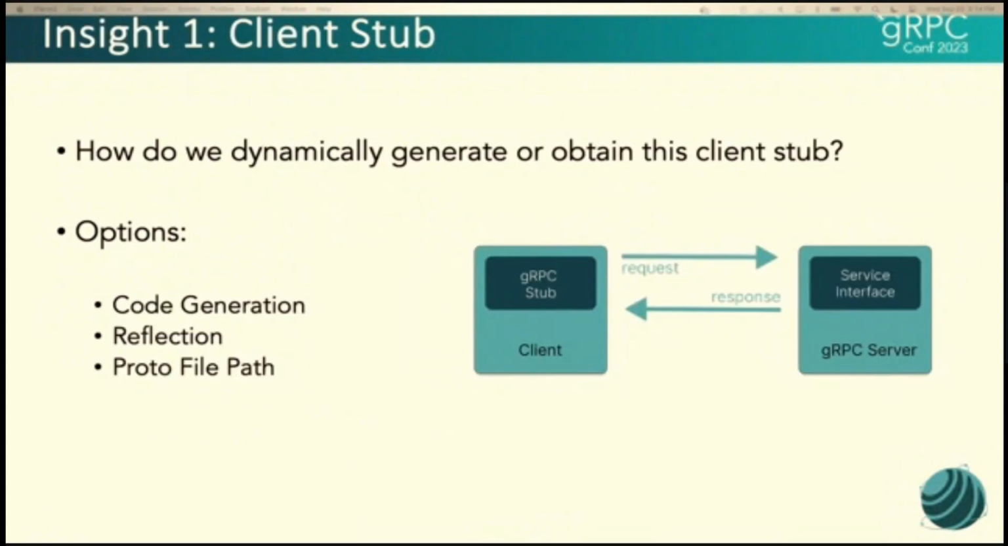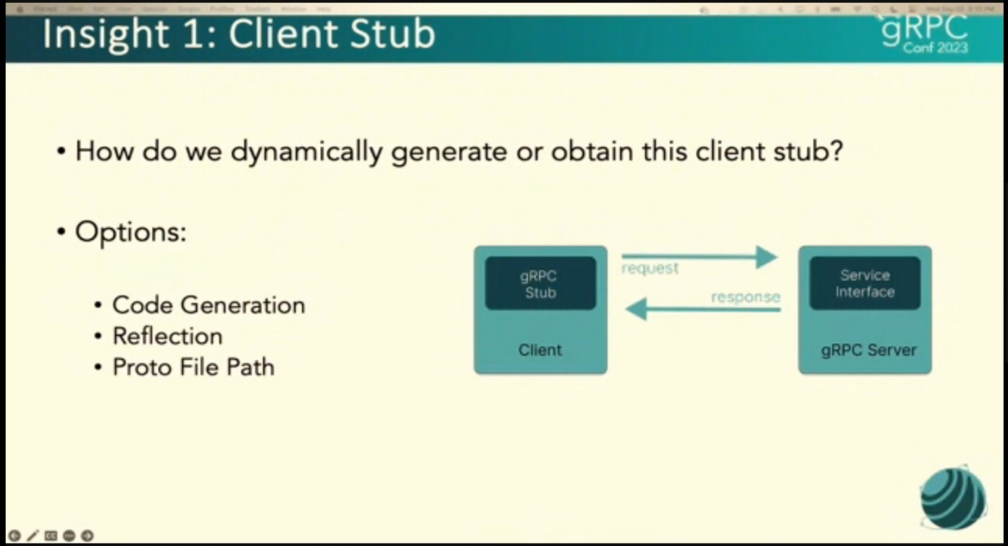So the first insight, the first challenge we ran into was, how do we dynamically generate or obtain this client stub? There are a bunch of options to do that. Just to name a few: code generation, reflection, and giving your profile path. For code generation, we just ask that the user generate client and server code from the protofiles and share that with us. The pros of that are you get compile time checks, which can catch errors early. The cons are that it adds an extra step and could lead to more versioning challenges.